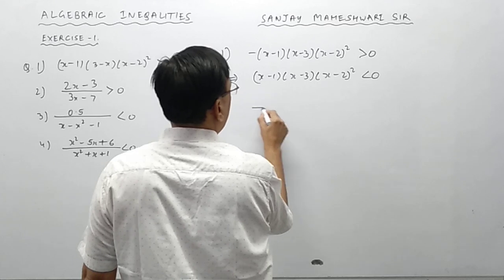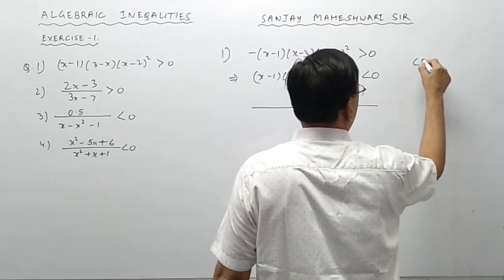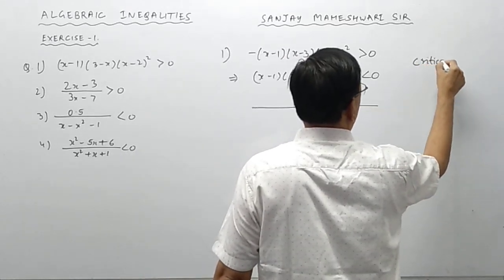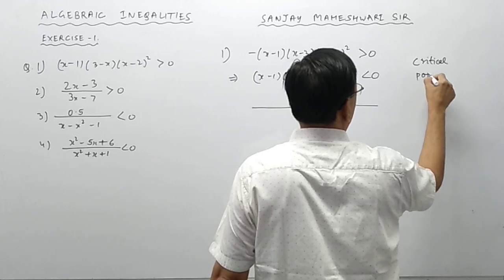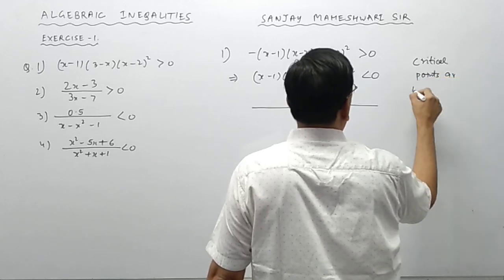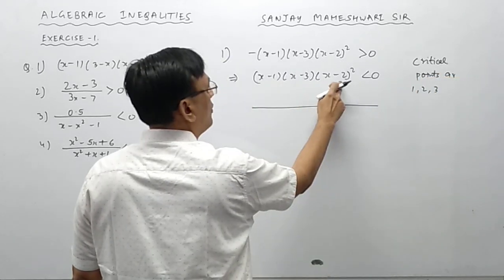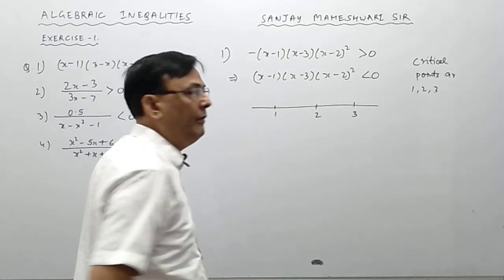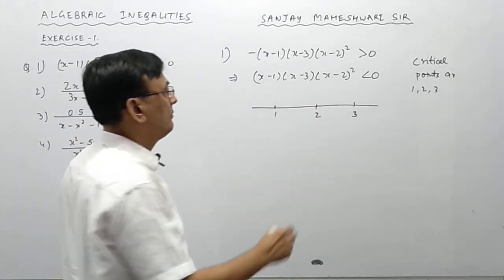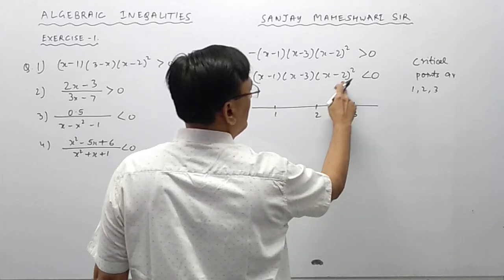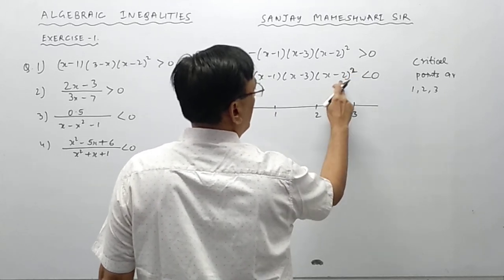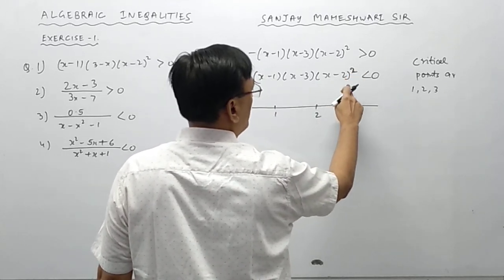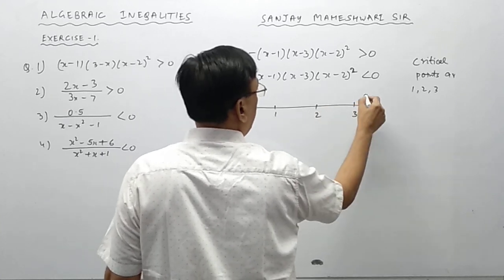Now we will draw a number line, and we know here that our critical points are 1, 2 and 3. Now we will draw the wavy curve. You can see that here it is even power on x minus 2, so this pattern will be repeated.